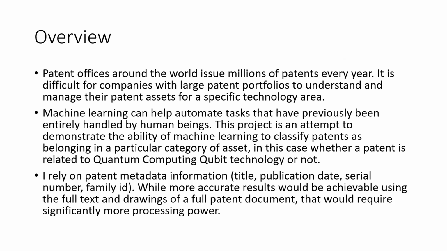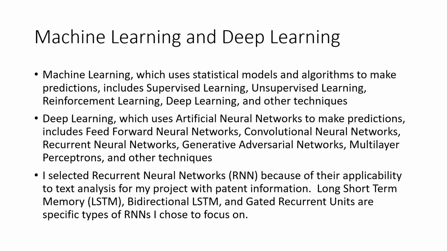So, this project is an attempt to demonstrate the ability of machine learning to classify patents as belonging in a particular category of asset. In this particular case, the data set is about whether a patent relates to quantum computing qubit technology. I'm going to use patent metadata information, the title, the publication date, the serial number, the family ID. While we could possibly get more accurate results with the full text and drawings of a full patent document, that would require more processing power.